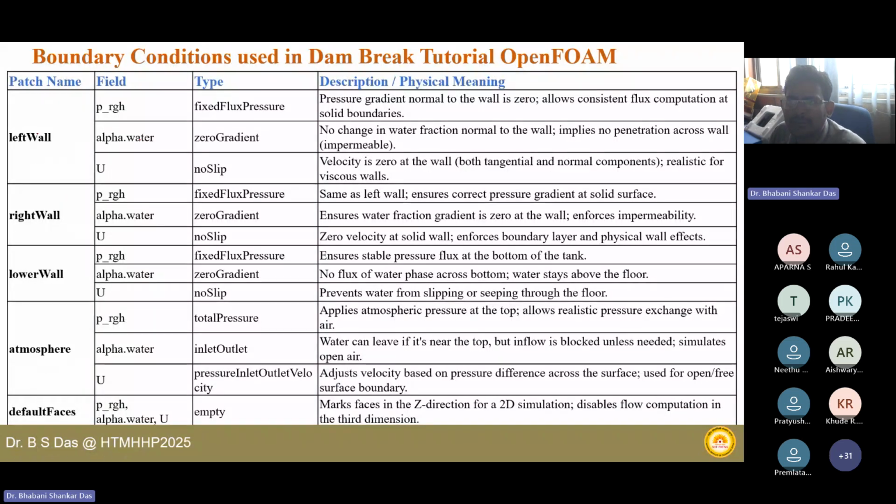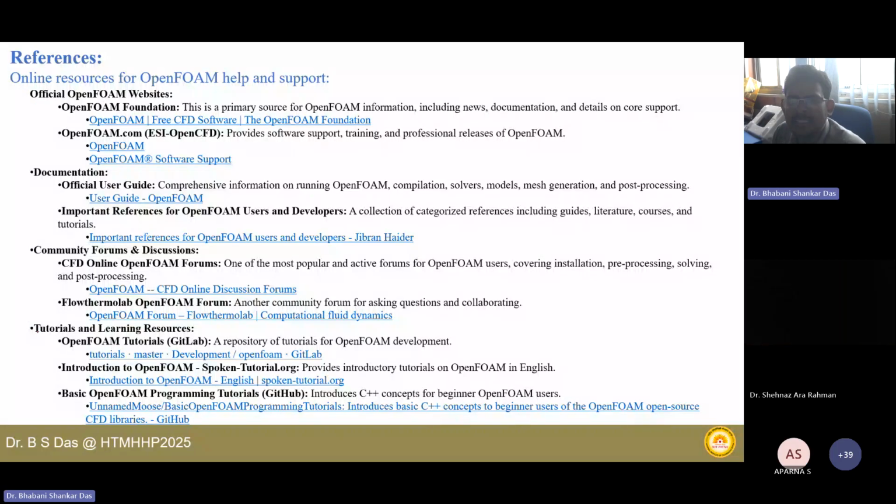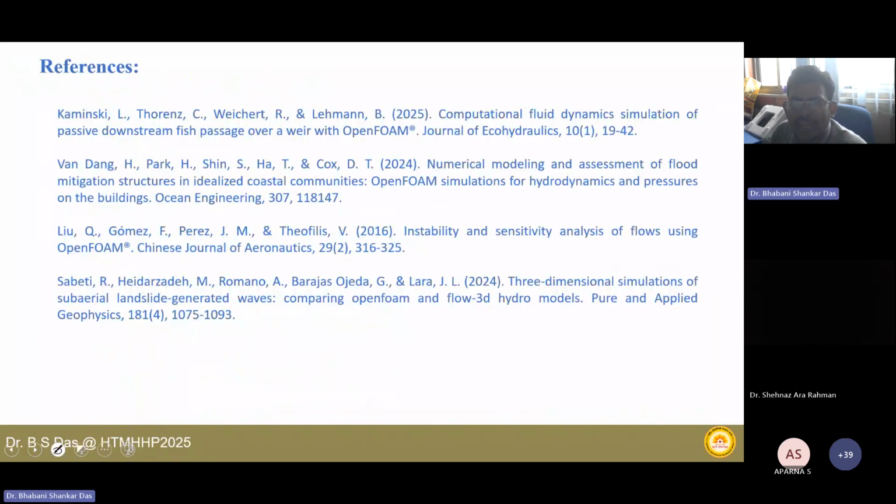So these are the different boundary conditions: left wall, right wall, lower wall, atmospheric pressure, and the default faces. Those are given as empty. Okay, and the descriptions are mentioned here. These are some references. You can go through these links. I'll provide this PPT to you all. You can go through these software packages, and these are some references I have considered for making this presentation.